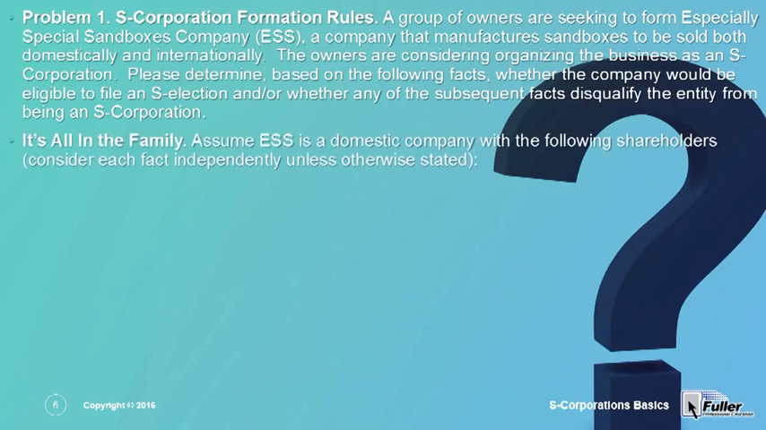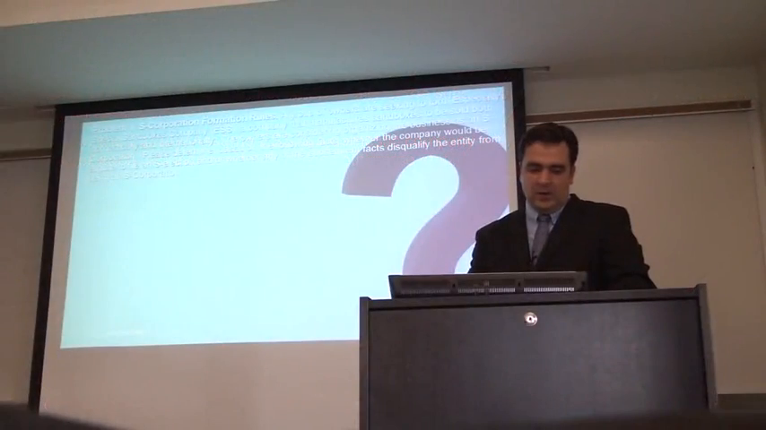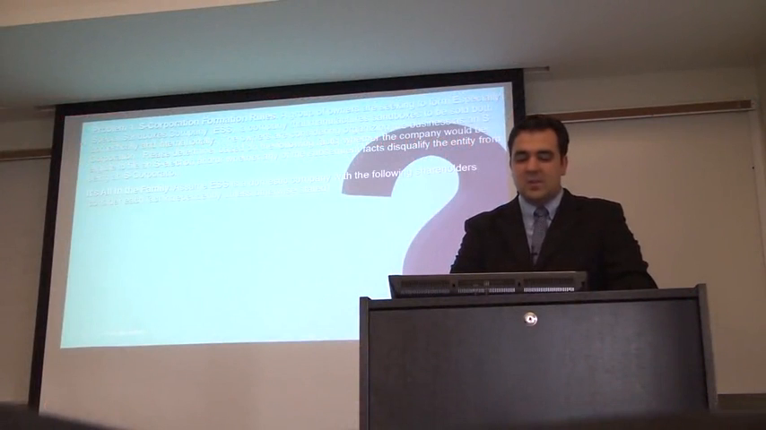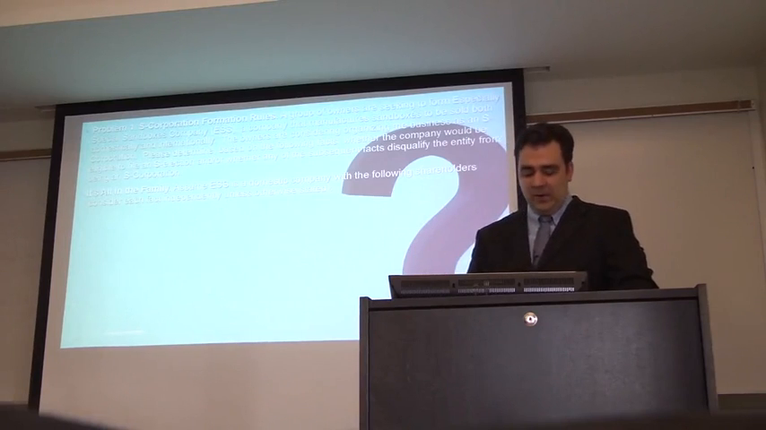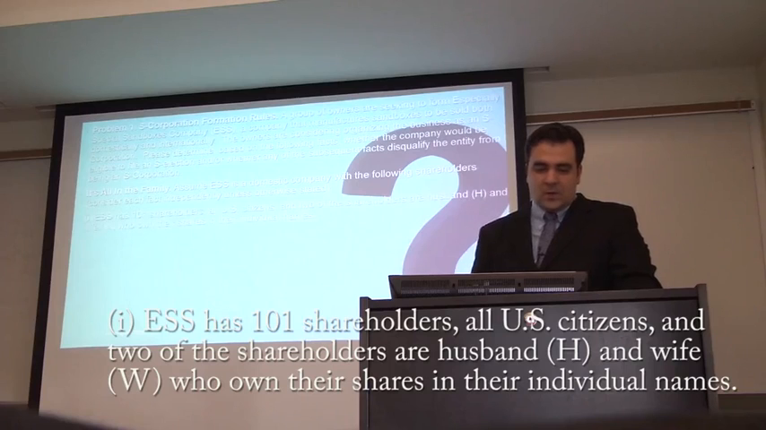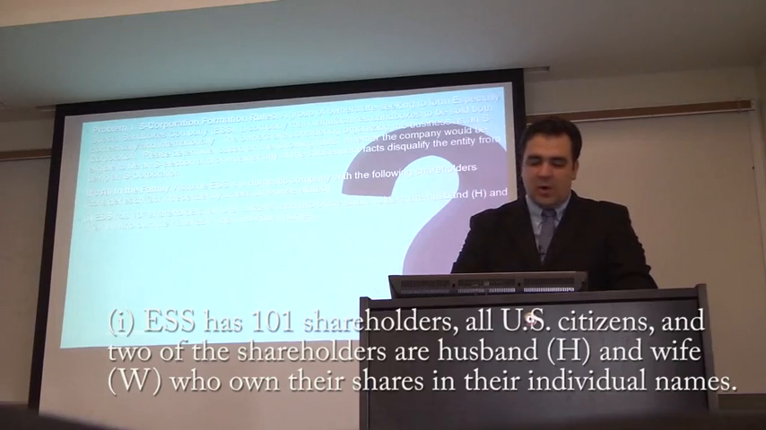So there's a whole series of facts in this problem. We're going to look through them and just say, okay, are we good as an S corporation? So part A is it's all in the family. Assume S is a domestic company with the following shareholders. Consider each fact independently unless otherwise stated. So basically, think of these as additional facts that are independent from one another. So the first one is S has 101 shareholders, all U.S. citizens, and 2 of the shareholders are husband and wife who own their shares in their individual names.